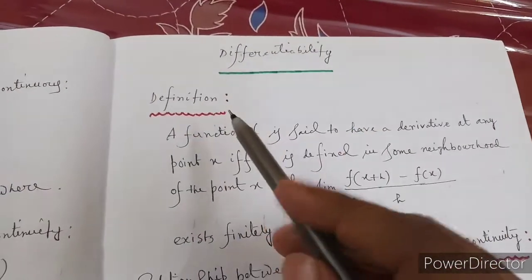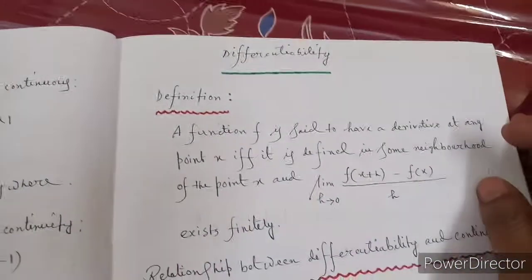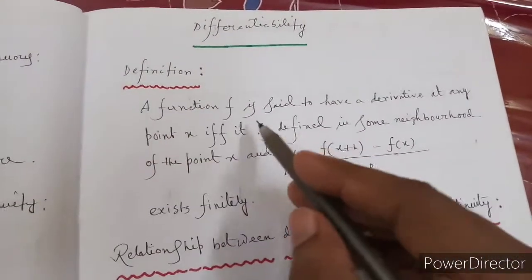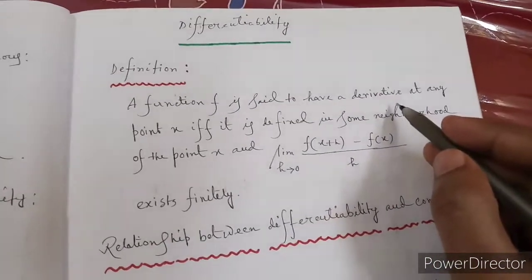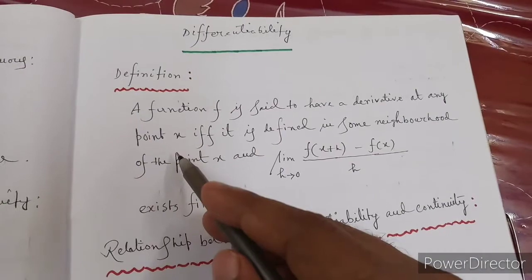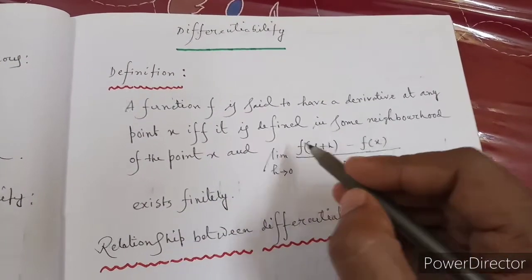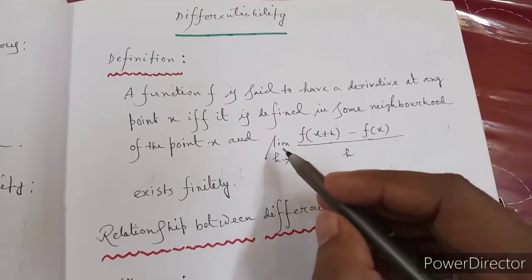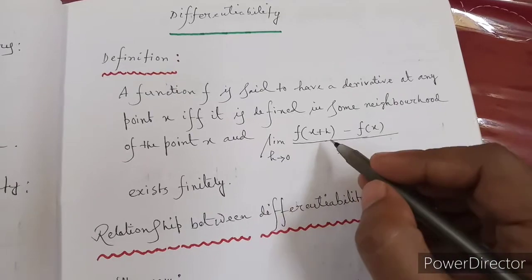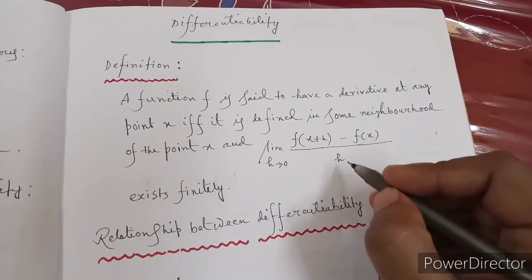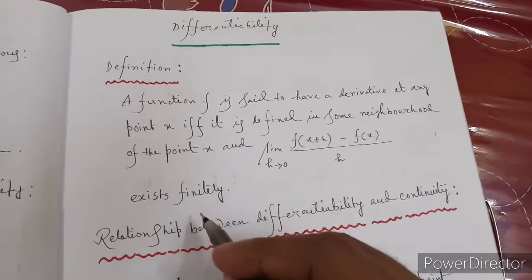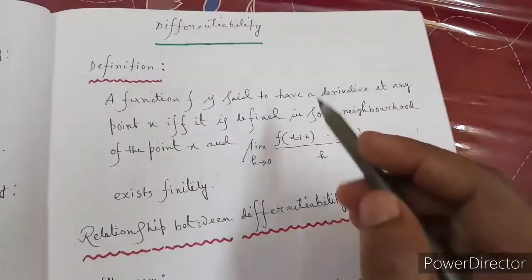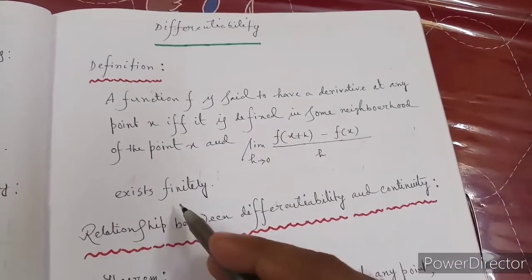So today's class is on the topic of differentiability. The definition of differentiability: a function f is said to have a derivative at any point x if and only if it is defined in some neighborhood of the point x and the limit as h tends to 0 of (f of x plus h minus f of x) by h exists finitely. That means a function is said to be differentiable at any point x if this quantity exists finitely.